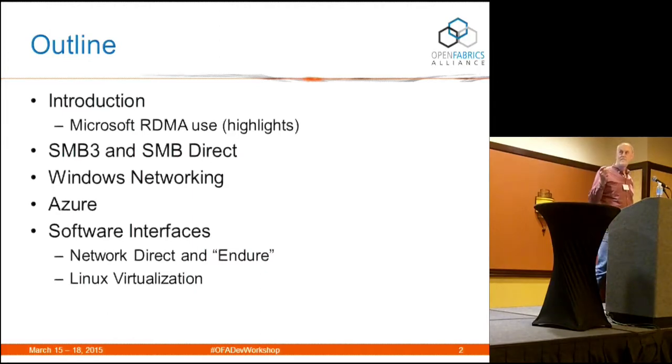Introduction. So it's a highlights presentation, okay? I'm not going to drill down on any of these things, but I'm just going to try to spread a broad brush across a few areas of the company. First, I'm going to start off with SMB3, SMB Direct. I'm going to move to Windows networking. There's actually two sections to this, one in the middle and one at the end. Windows Azure, which is deploying RDMA, or in the process of deploying RDMA. And a few interesting things about software interfaces. I think you'll be interested in those from a programming standpoint.